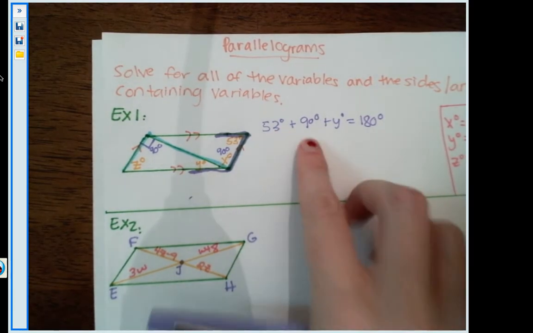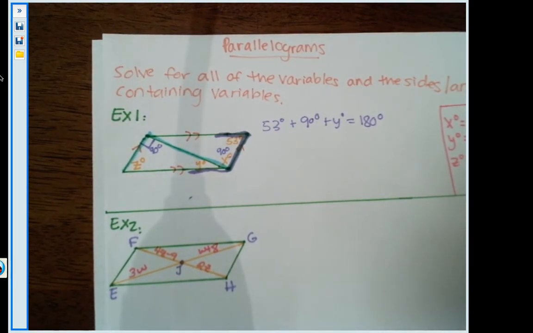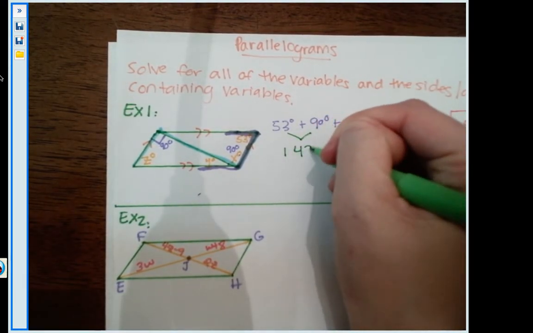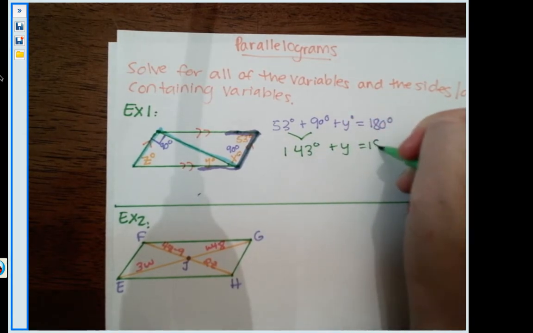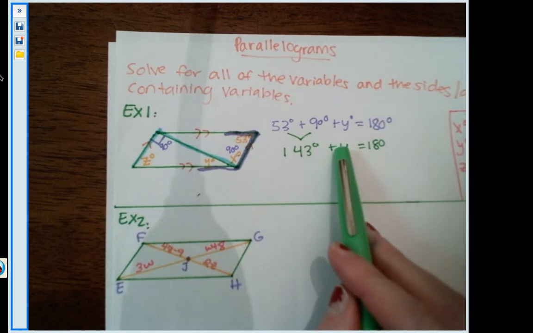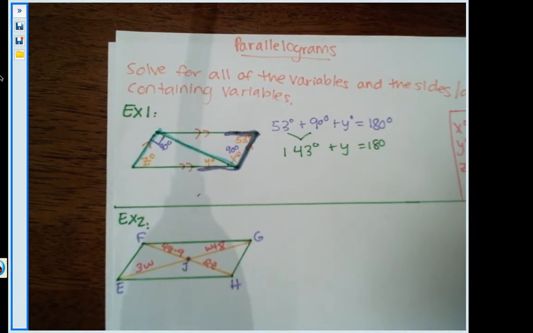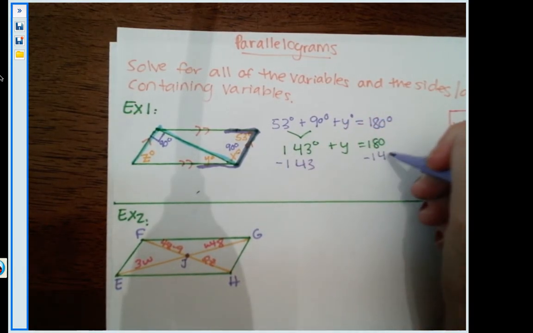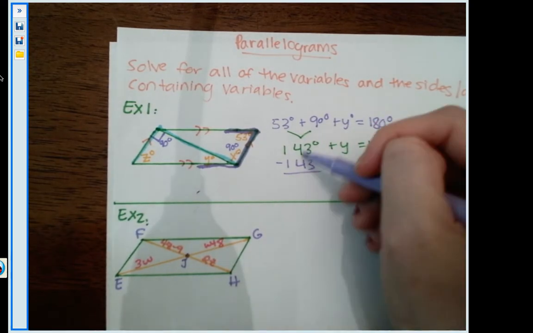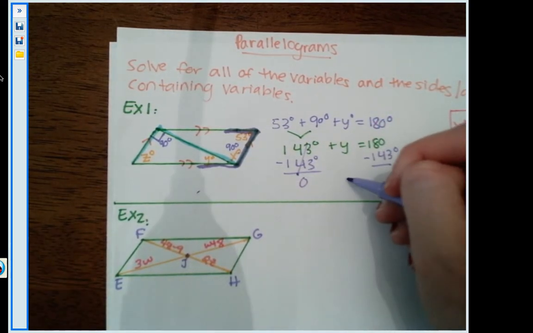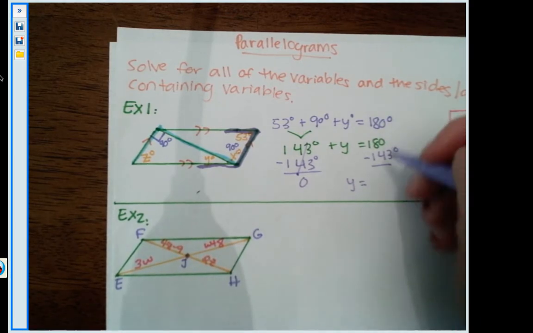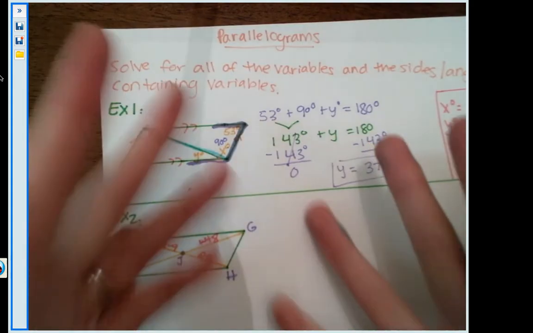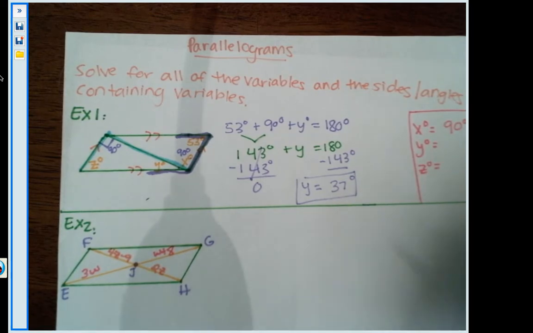Let's add up the 90 and 53. 90 plus 53 gives me 143 degrees. Now I need to get Y by itself. Since it's a positive 143, I'm going to subtract that to the other side. So these cancel and turn to 0. Then Y will equal 180 minus 143, which gives you 37 degrees. So guess what, you guys? Y is 37 degrees. Holy hot dog, right? Okay, so Y is 37 degrees.